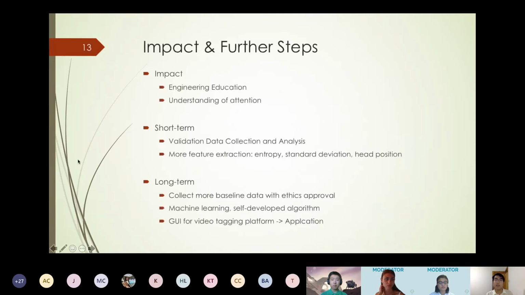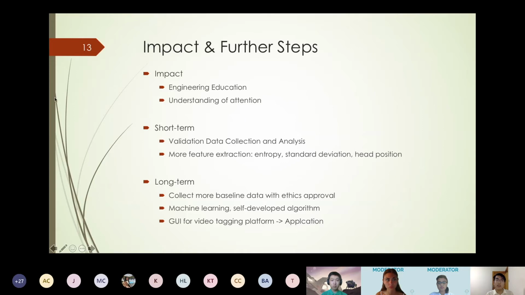So the impact of this research is on engineering education and understanding attention. As we know, with the pandemic hitting us, we've been transitioning more and more into online learning. And with the increasing popularity and the necessity of online learning, it is vital for educators and instructors to understand the attention of their students.